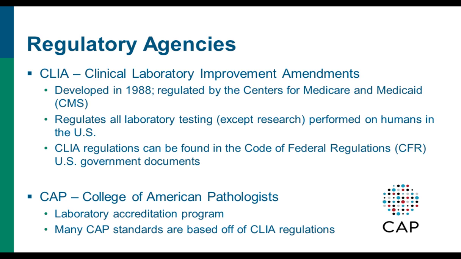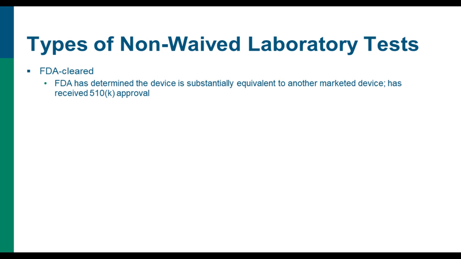Another agency is CAP, the College of American Pathologists, and they're a laboratory accreditation program. They have a list of standards or requirements to make sure that labs are performing testing appropriately, and many of the CAP standards are based off of CLIA regulations and at least meet minimum CLIA regulations, and sometimes are more stringent than CLIA regulations as well.